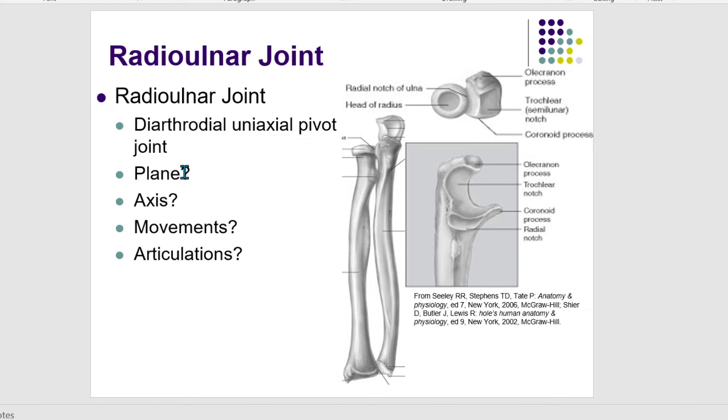The articulations occur between the ulna and the radius. So you have your proximal radioulnar and distal radioulnar joints. This is the area where your radius articulates with the proximal area of the ulna. You have what we call the radial notch, which is found in the ulna, and the head of the radius articulates with that.